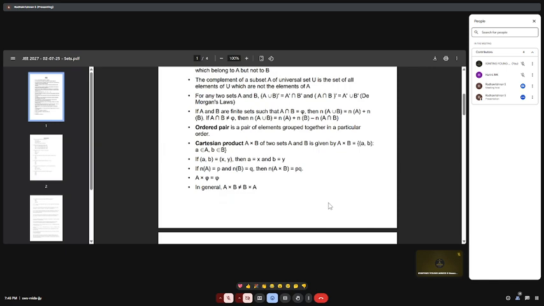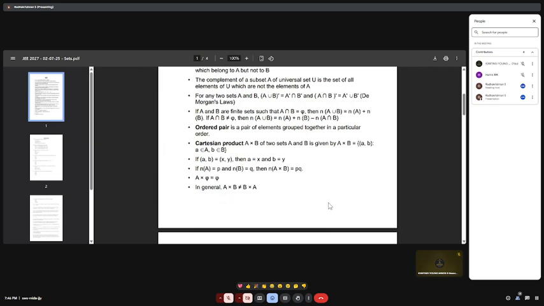In an ordered pair, if you say (A, B) equals (X, Y), then it is true that A must be equal to X and B must be equal to Y. So if n of A is P and n of B is Q, then n of A cross B, or the Cartesian product of A and B, is given by PQ. Because for every element of A, you can pair up with one element of B. So there are P elements in A and Q elements in B, and you can pair up in PQ number of ways.